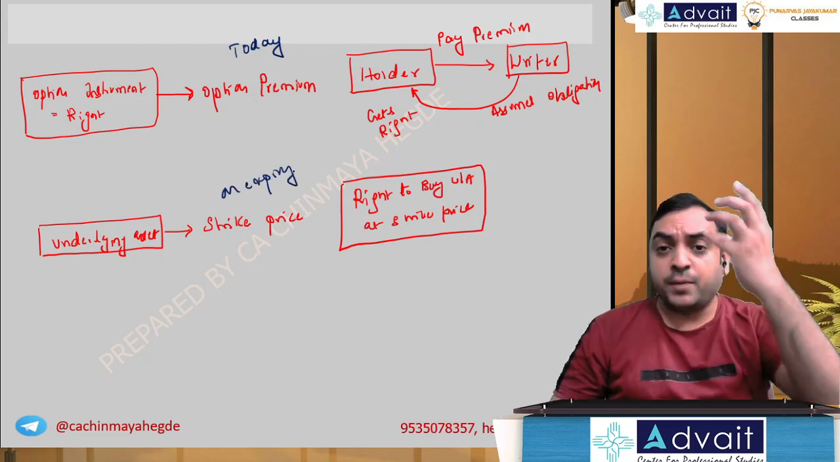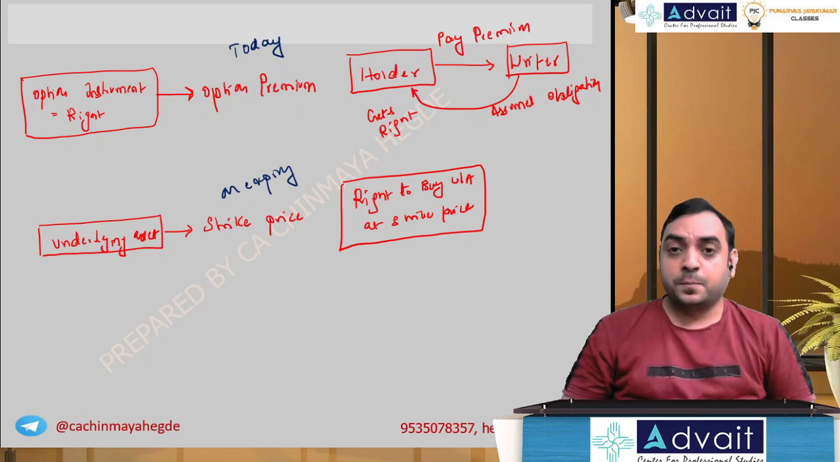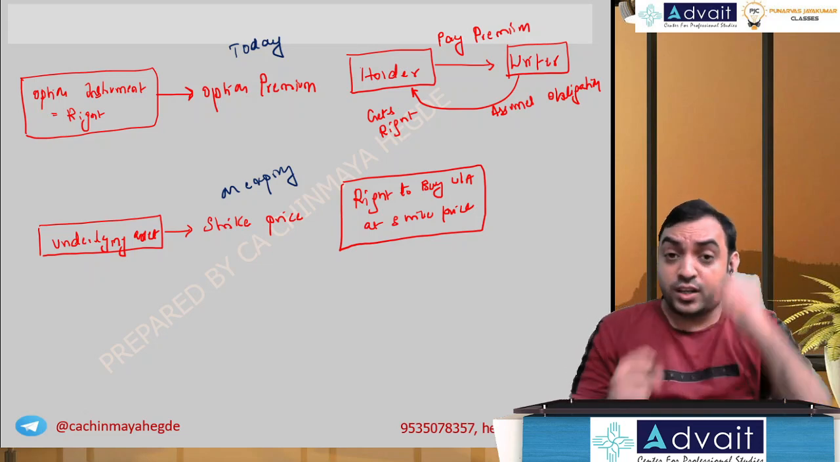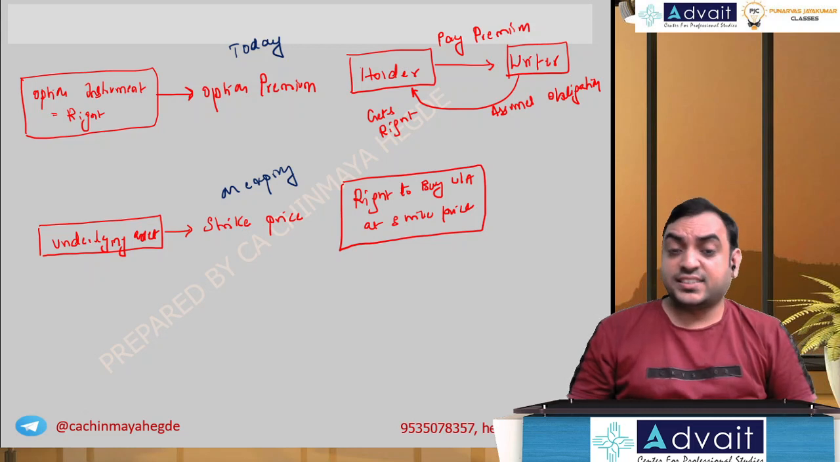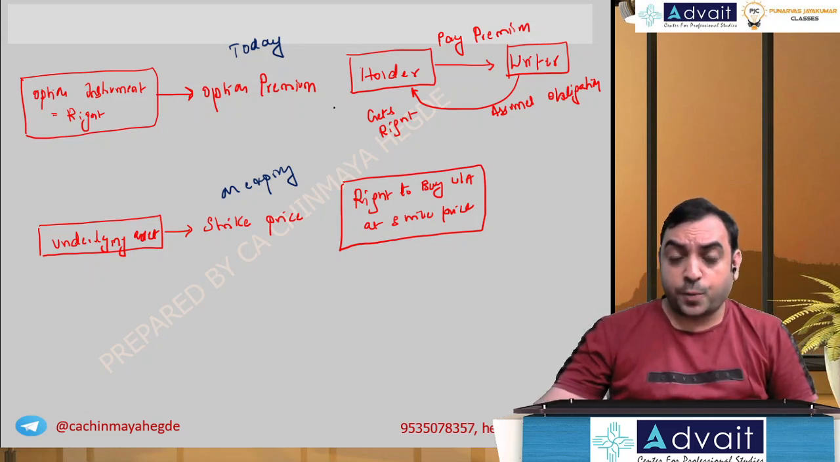The holder makes a payment called the option premium. And you get a right to what? The right to buy the underlying asset. When you get a right to buy, this is called a call option.